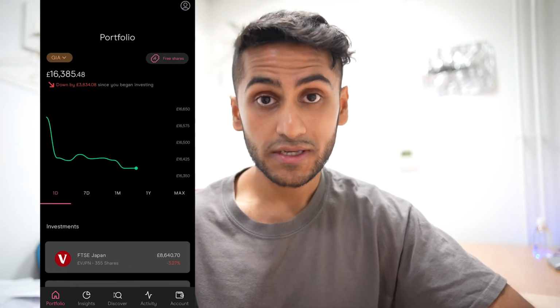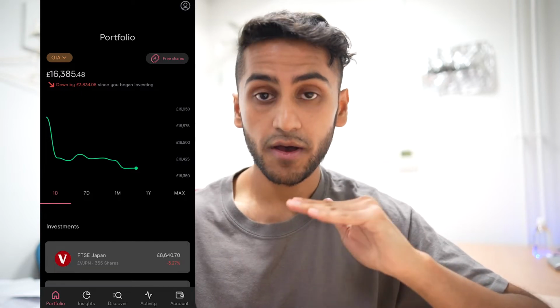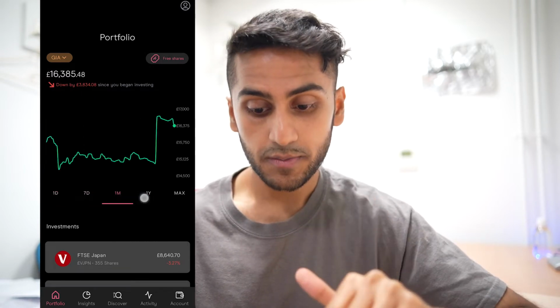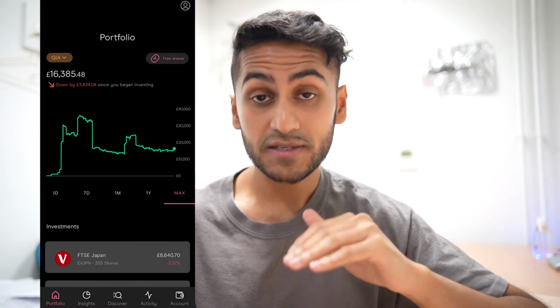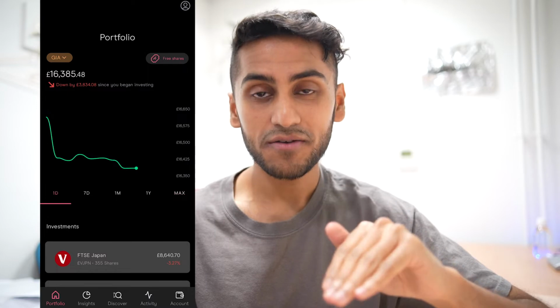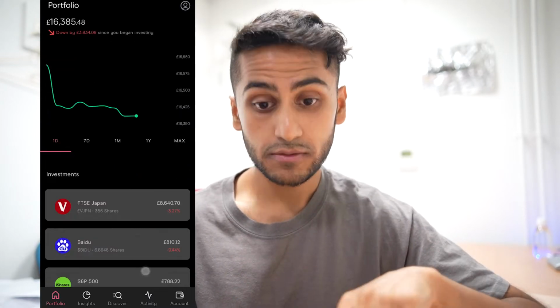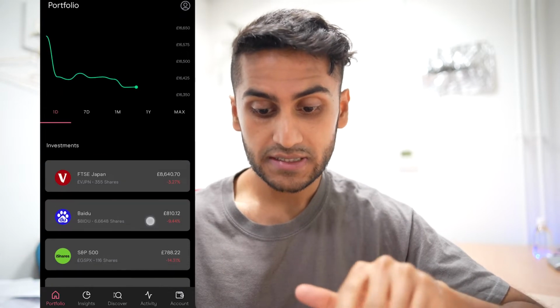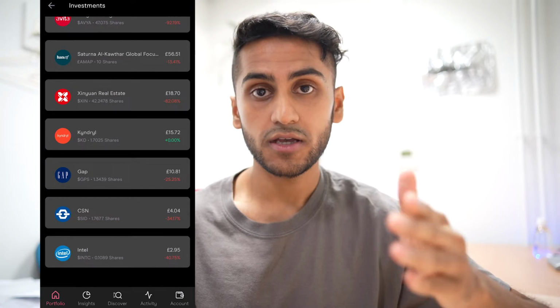So when you do log into Freetrade, you are greeted by this screen, which shows the portfolio history of the past day, the past week, the past month, the past year, and the max. As you can see, there are many ups and downs. That's because of deposits and withdrawals, but currently my general portfolio stands at around £16,000. On Freetrade, it's very easy to see your holdings, and they come up as these cards. So I can press see all and go all the way to the bottom, and they are sorted by value.